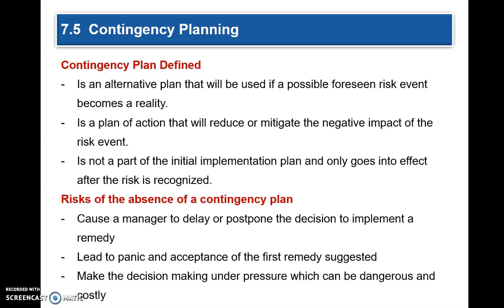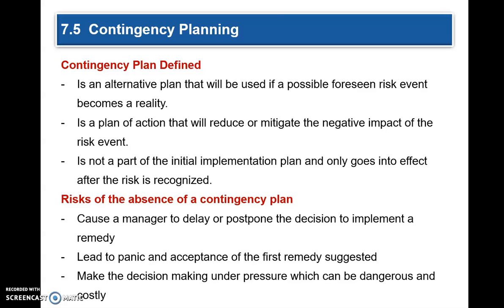So project managers use what is called contingency planning. Contingency planning is an alternate plan that can be used if a risk event happens. So, in case a risk event happens, you are prepared with some kind of an alternate plan, and that is the contingency plan. It's a plan of action, and it is not a part of the implementation plan. It goes into effect only when the risk is recognized or when you see the risk happening.